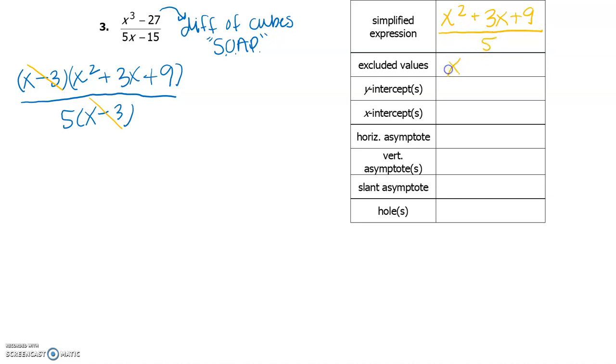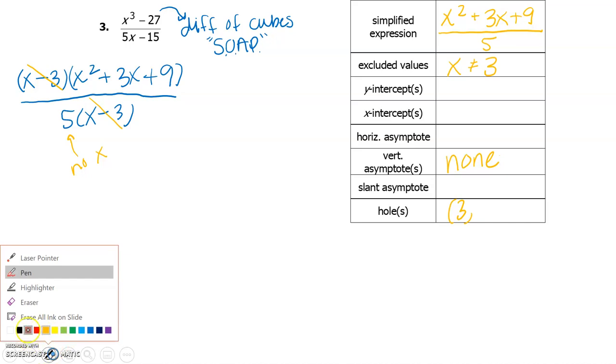Excluded values, x cannot be equal to 3. We know that excluded value is either going to be a vertical asymptote or a hole. It was something that canceled out, so we know that it's going to be a hole. That 5 has no x attached to it, so it's not a vertical asymptote, that's just a coefficient, so there are no vertical asymptotes. So let's go ahead and find some other things.